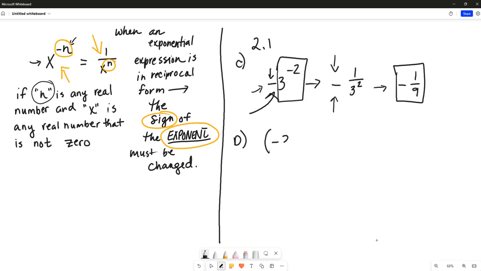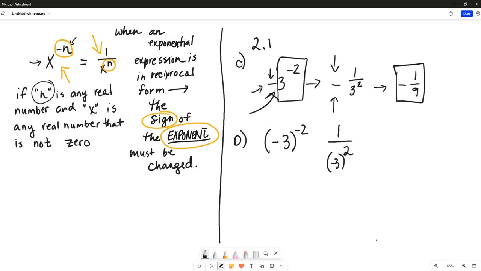This time, you'll notice that this is in parentheses. Well, if it's in parentheses, first, we're going to keep it in parentheses. All right. So I'm going to just change this into reciprocal form. That negative 3 is going to stay in parentheses, but the 2 is going to remain positive.